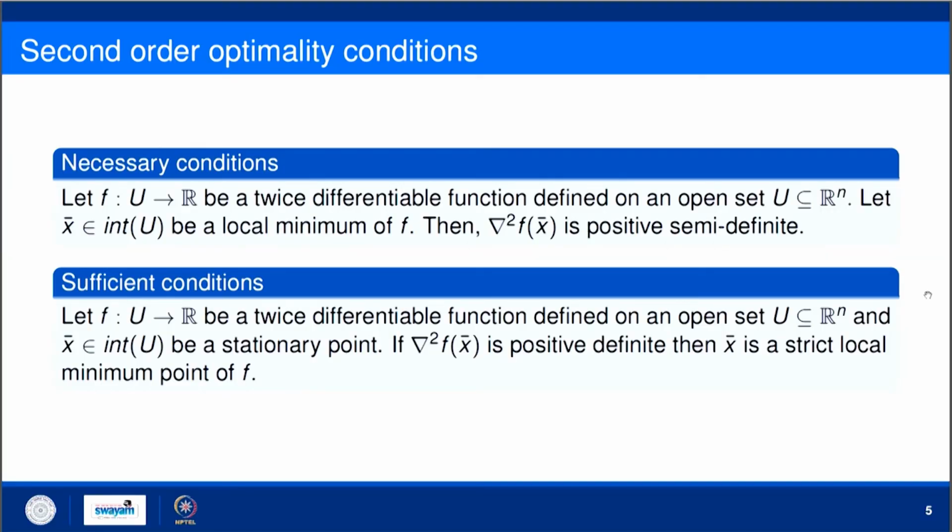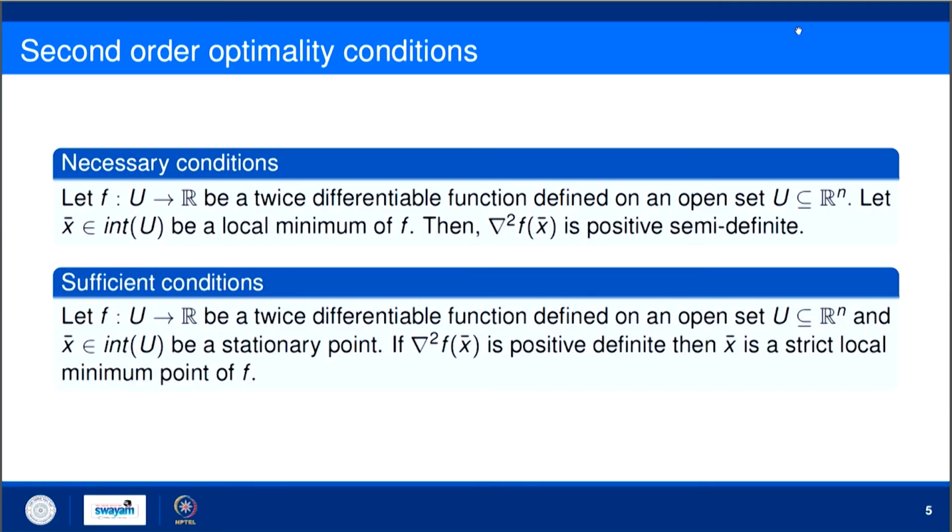So, what is the sufficient condition? The sufficient condition is: if f is a twice differentiable function on an open set U subset of R n and x bar belongs to interior of U being a stationary point, then if Hessian matrix of f at x bar is positive definite, then x bar is a strict local minimum point of f. Okay. So, let us quickly try to prove this result.